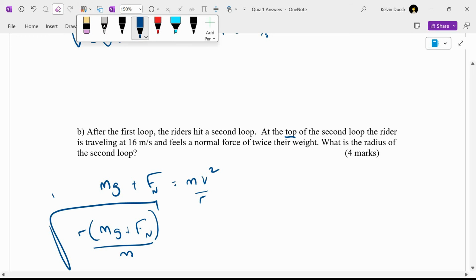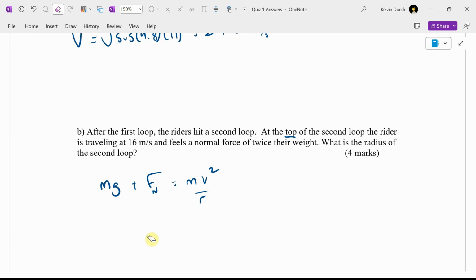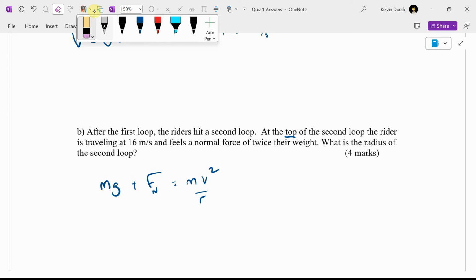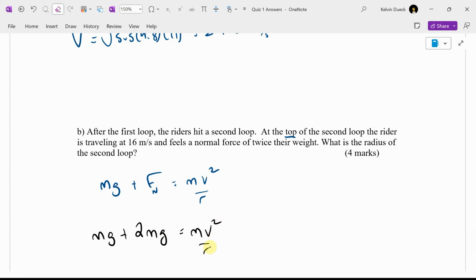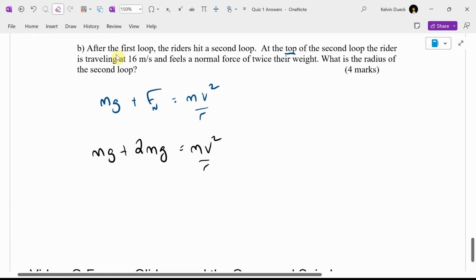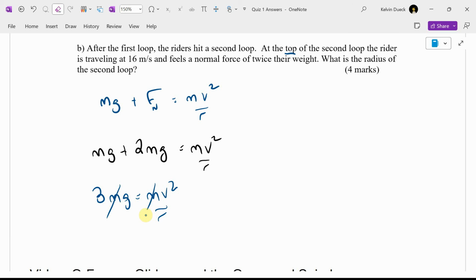But there's more. They told us that the normal force is twice the weight, so I can rewrite this as mg plus twice mg equals mv squared over r. In fact, I can write this as 3 mg's equals mv squared over r. And the masses cancel. We're trying to get the r by itself. I guess r is going to be v squared over 3g. Is that correct?